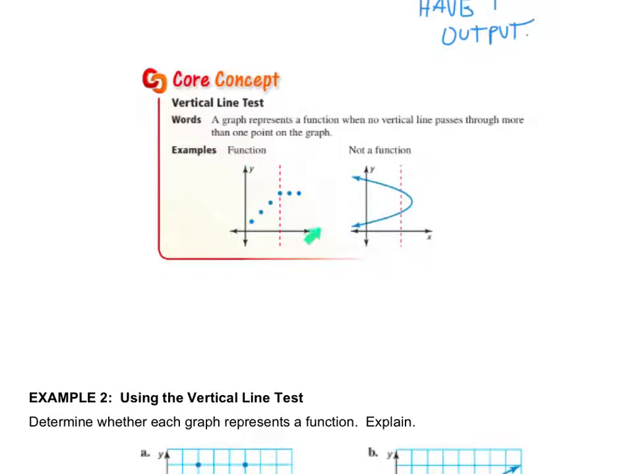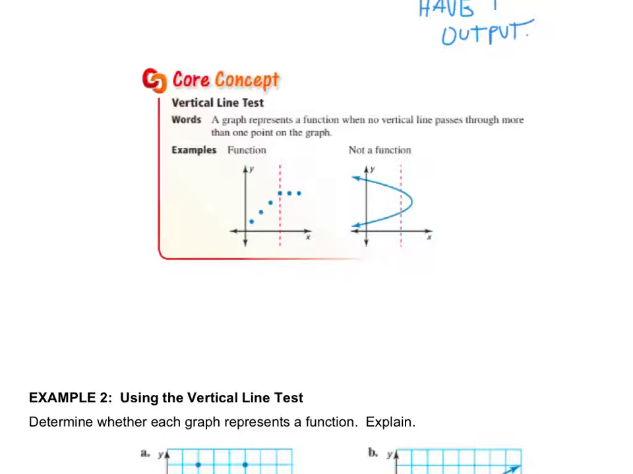So remember, my inputs are the x values. If I was to set up a vertical line and just bring it across the graph, my vertical line should only hit one point at any x as I go across, because remember, the outputs are the y's. That would keep it a function.